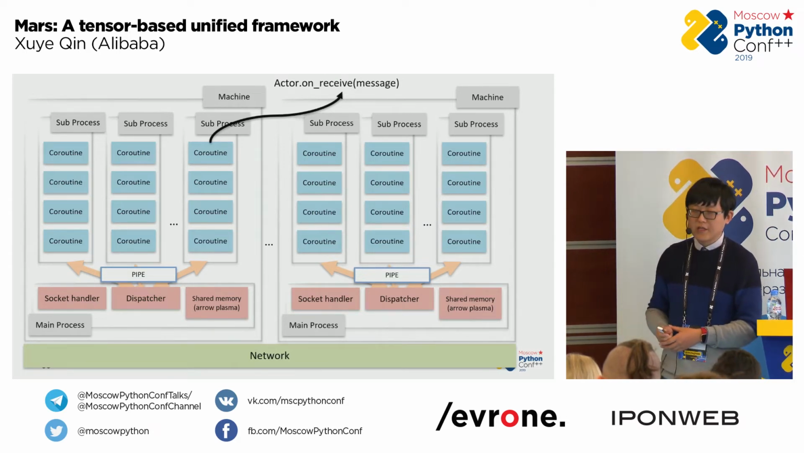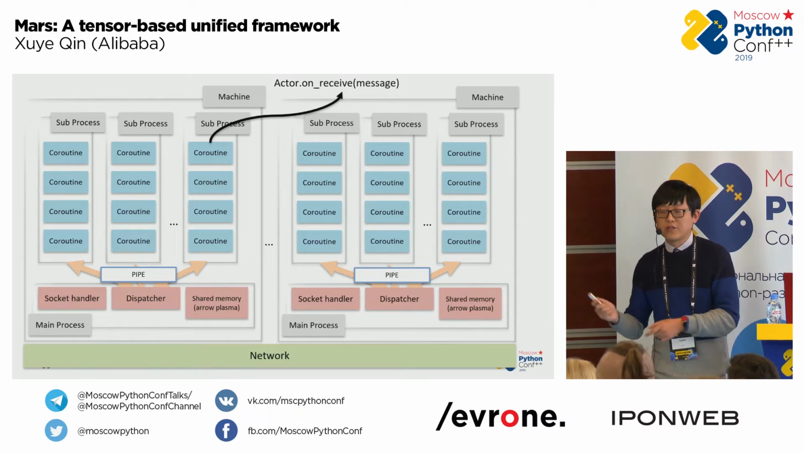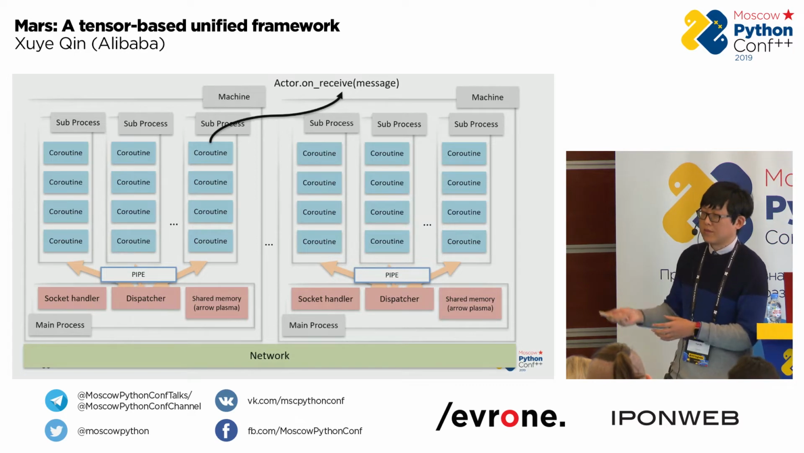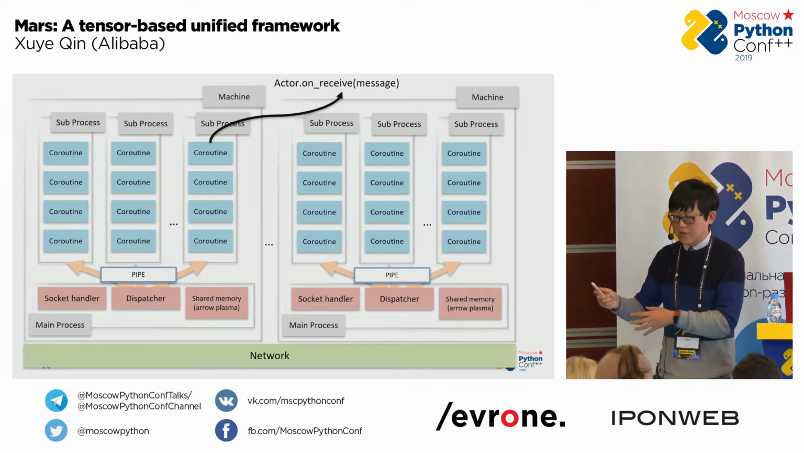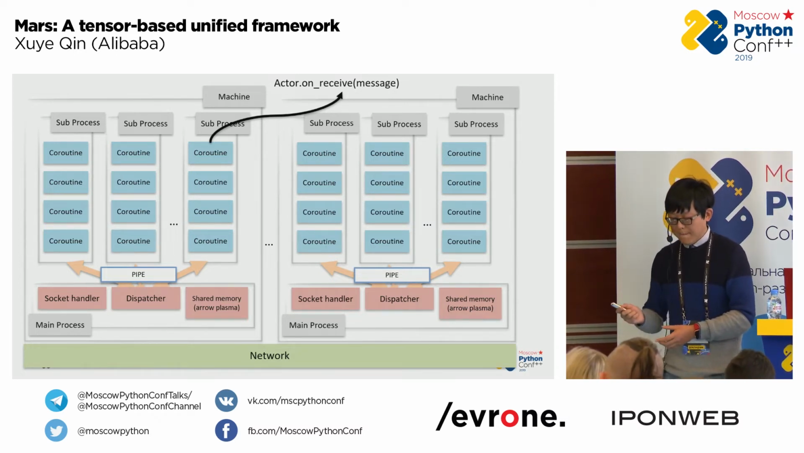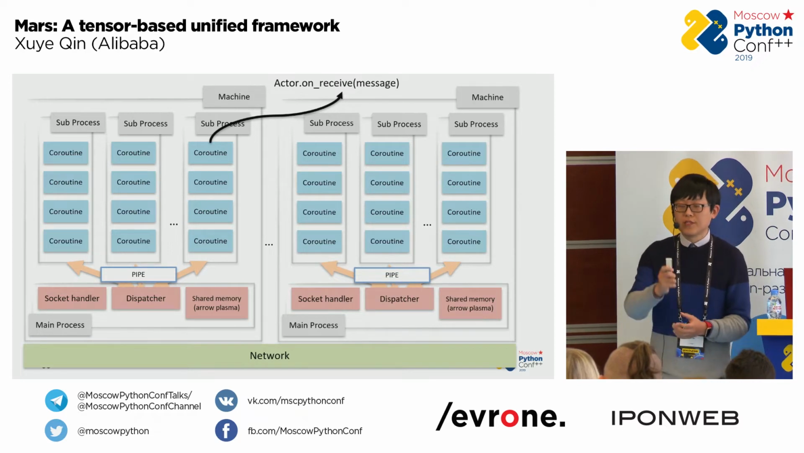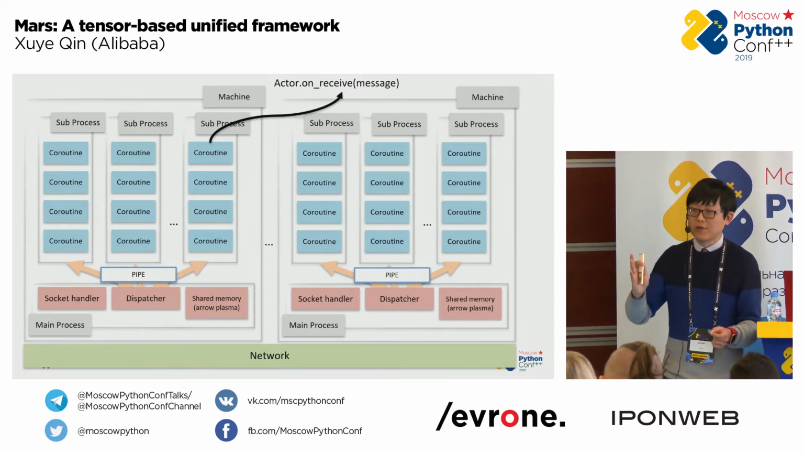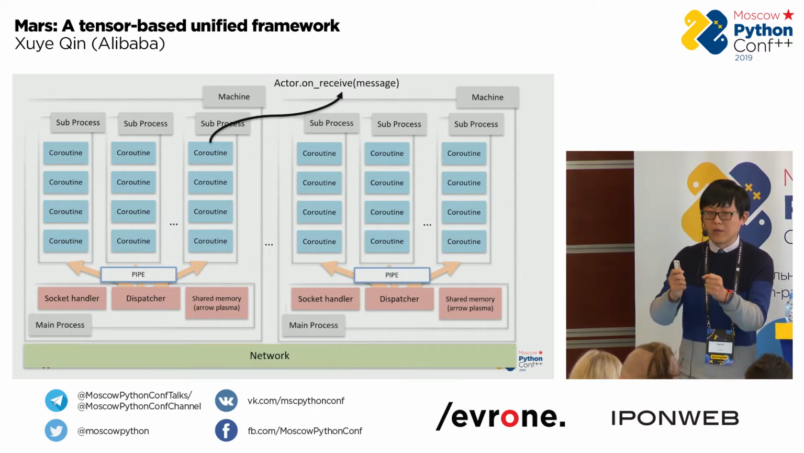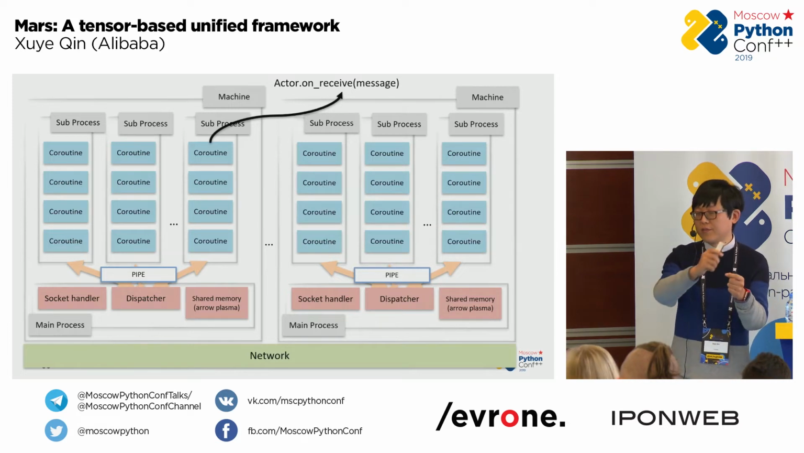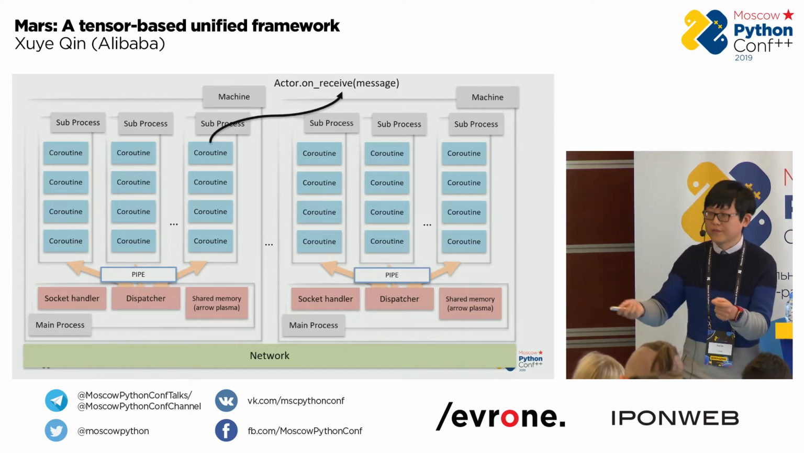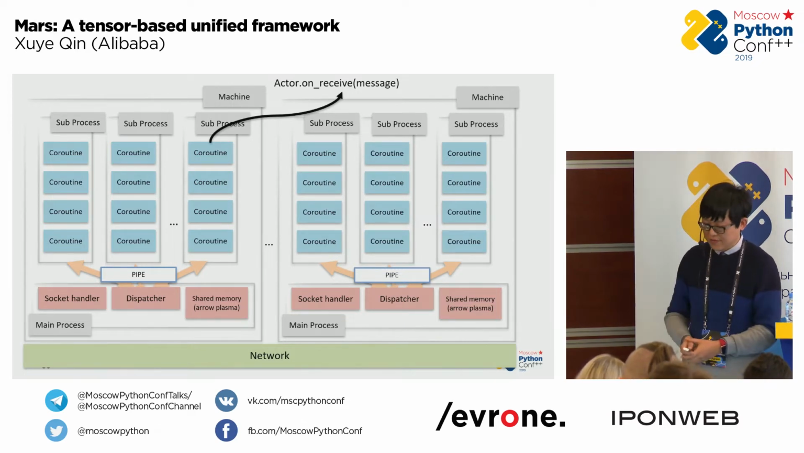And on each subprocess, we just leverage the coroutine of gevent to handle the message on an actor. On receive will just handle one message. So if one actor wants to send a message to another actor, there could be 3 conditions. The first is that the 2 actors are on the same subprocess. That's quite simple. We just put the message into the queue, the mailbox of the other actor.